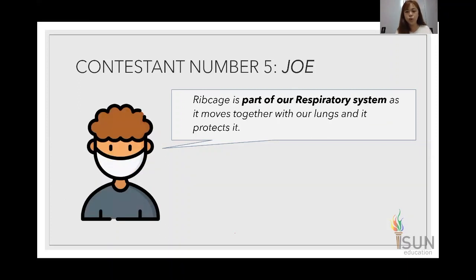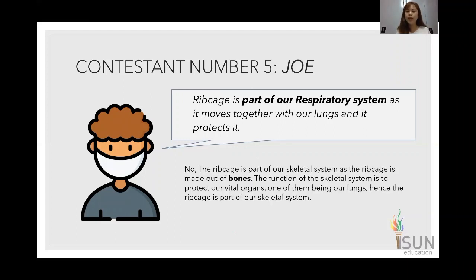Last contestant is Joe. Joe said that the rib cage is part of our respiratory system as it moves together with our lungs and it protects it. Is that correct or not? What is the rib cage made out of? Answer is wrong. The rib cage is part of our skeletal system because the rib cage is made out of bones. Bones is linked to skeleton, so it is part of our skeletal system.